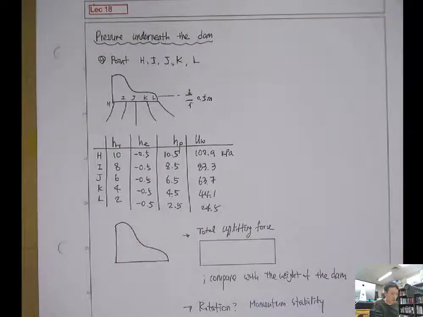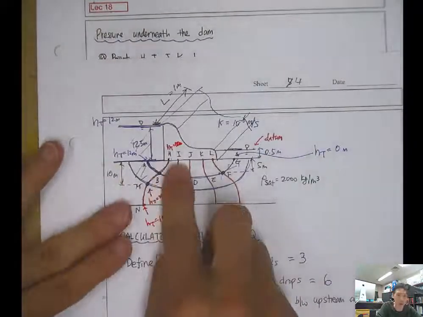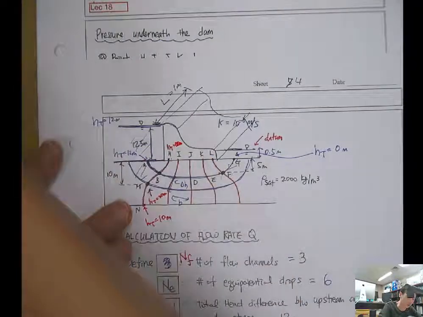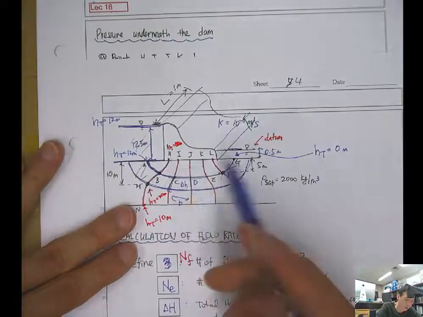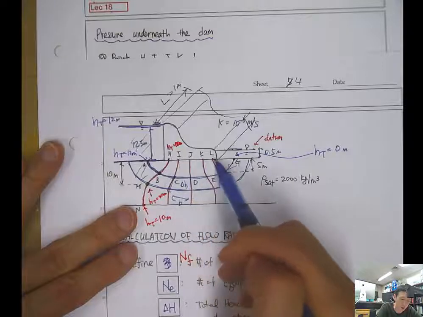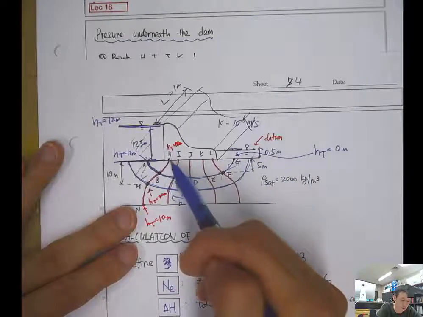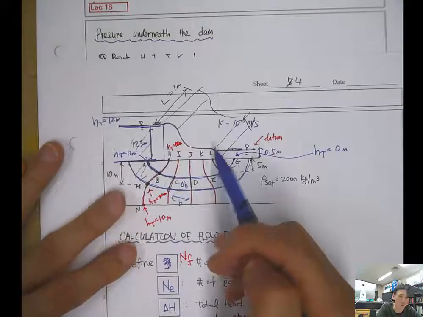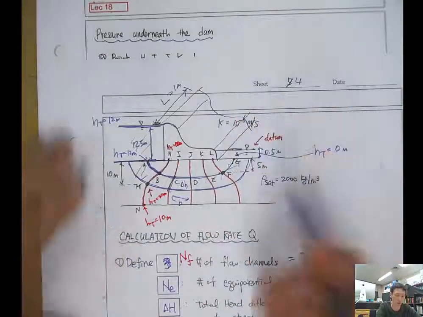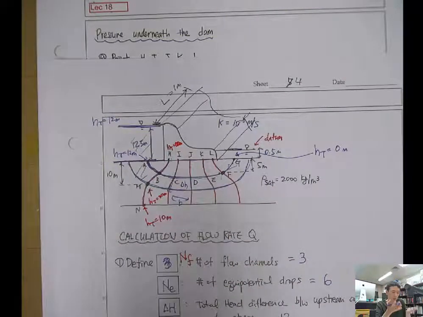So then we can also calculate the estimated pressure underneath the dam. Here we have H, I, J, K, L, which is the location with the equipotential line starting. Then we know the total head at points H, I, J, K, L. And we also know the elevation head because that's the distance from the datum, so that's minus 0.5 meter. Then we can calculate the pressure head at these points. So then we'll be able to calculate the pore pressure underneath the dam, at the bottom floor of the dam that's lifting up.